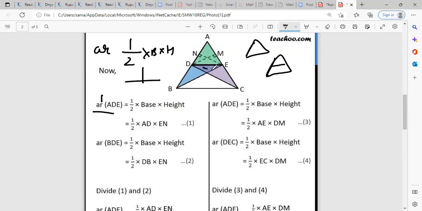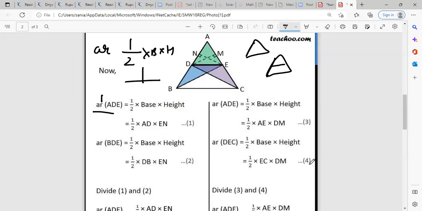Coming to this triangle, earlier you took this triangle, now you will take this triangle. So now I think you can do it, right? Half into base into height. What will be your base? EC will be your base. And what will be your height? MD. Yes, very good. So this is your height. Now you have the first equation, second equation, third equation, and fourth equation.